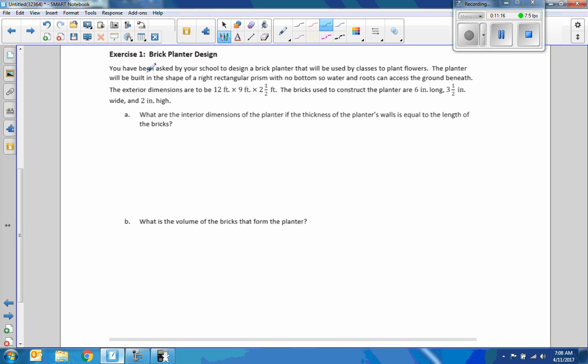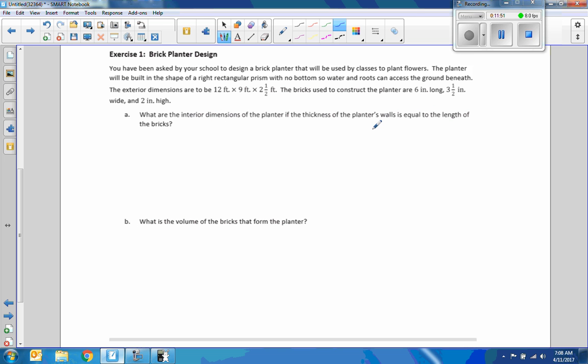Okay, so now we have exercise 1. You have been asked by your school to design a brick planter that will be used by classes to plant flowers. The planter will be built in the shape of a right rectangular prism with no bottom, so the water and roots can access the ground beneath. The exterior dimensions are 12 by 9 by 2.5 feet. The bricks used to construct the planter are 6 inches long by 3.5 inches wide, and 2 inches high. A says, what are the interior dimensions of the planter if the thickness of the planter walls is equal to the length of the bricks?